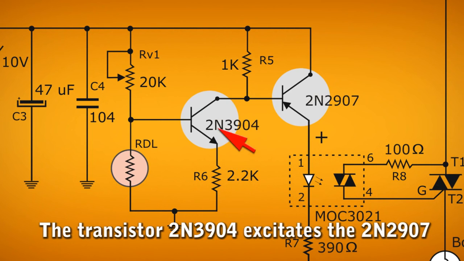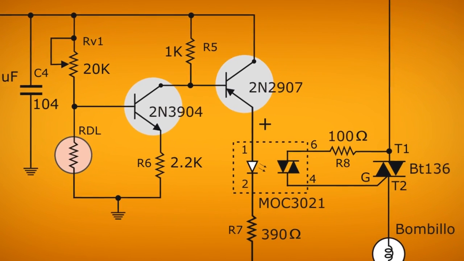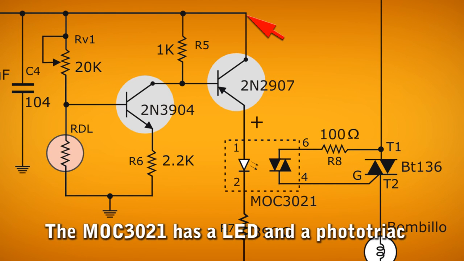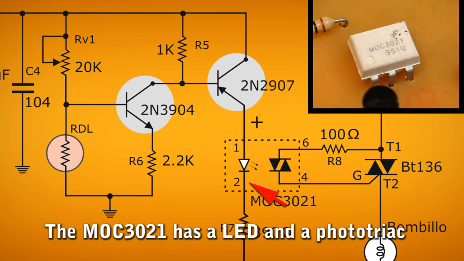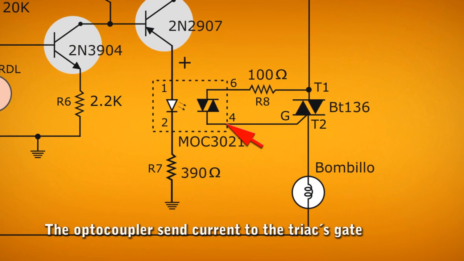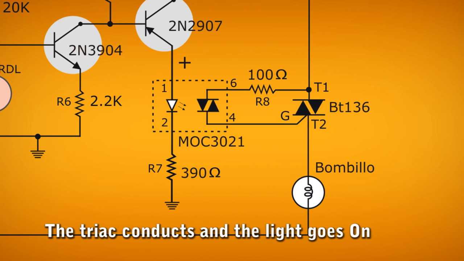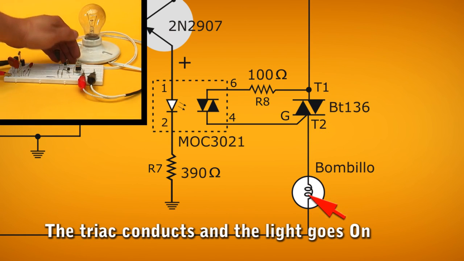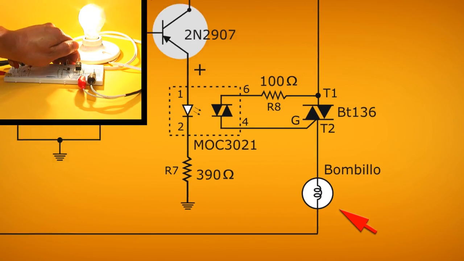It is at this moment that the transistor conducts from collector to emitter, negatively biasing the base of the 2N2907 PNP transistor. This means it conducts when a negative voltage arrives at its base. When the 2N2907 transistor conducts, it passes a positive voltage from collector to emitter and reaches the optocoupler. The LED inside it lights, triggering the phototriac, which is between pins 4 and 6 of the optocoupler. The phototriac conducts between pins 4 and 6, sending a current to the gate of triac BT136. The triac conducts current from the public network between its terminals T1 and T2, and as the bulb is in series, it turns on.